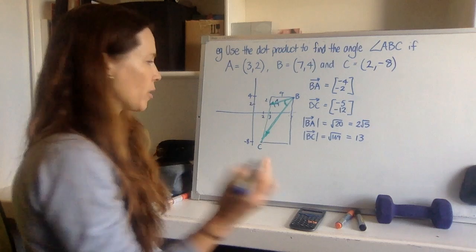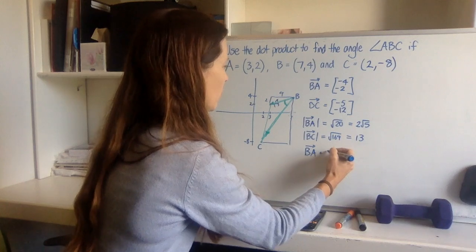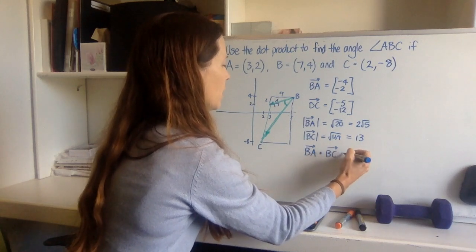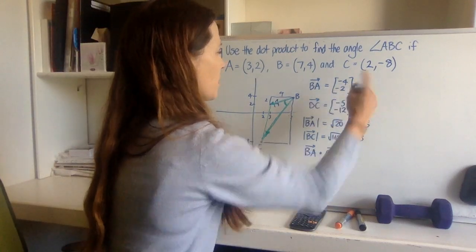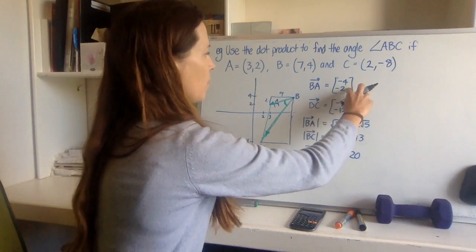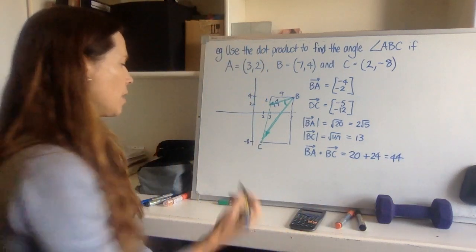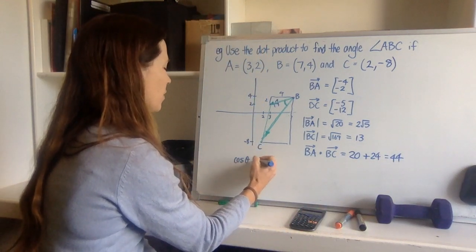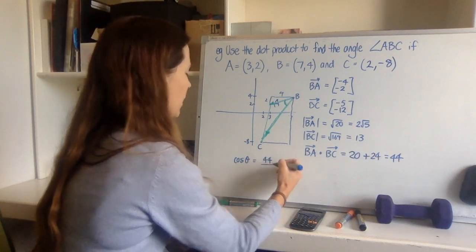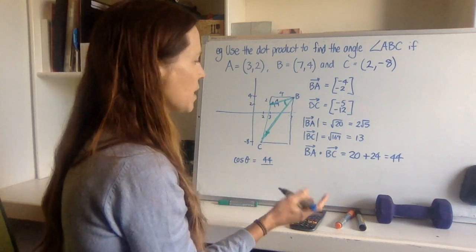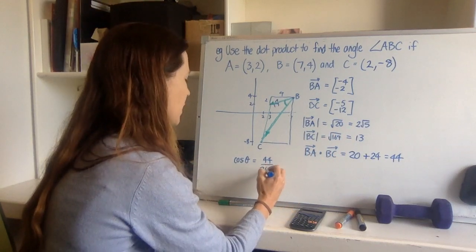What next? We need the dot product. So the dot product of BA dot BC is going to be, now to find these dot products we need to multiply the x's. So -4 times -5 is 20, and then multiply the y's, and that gives us 24. So nice neat answer of 44. So now we can say that the cos of theta is equal to the dot product, which is 44. You'll notice I'm not bothering to write out the formula this time. And on the bottom, I need 2 root 5 times 13. So I need 26 root 5.